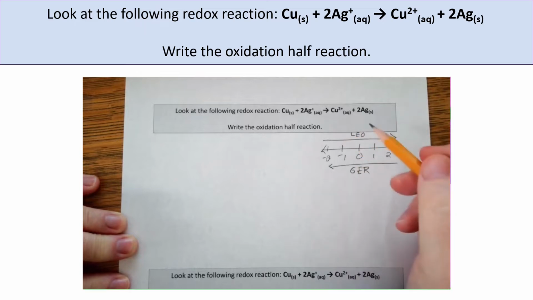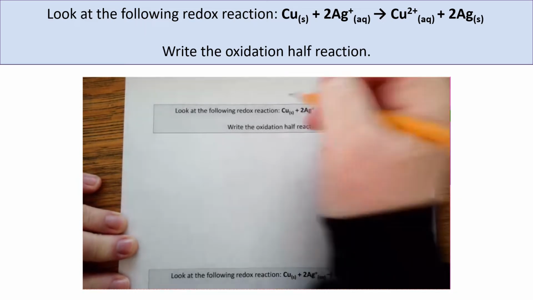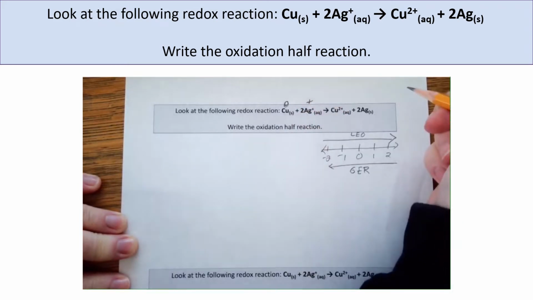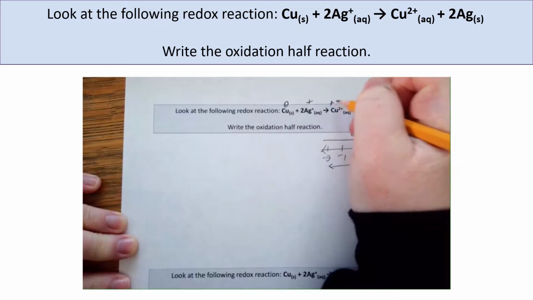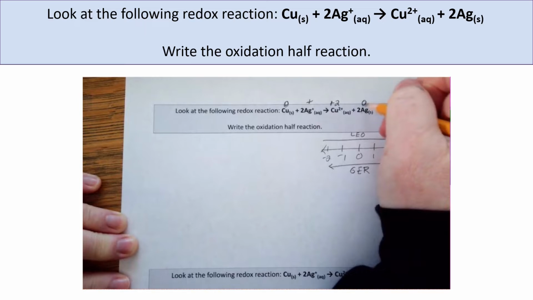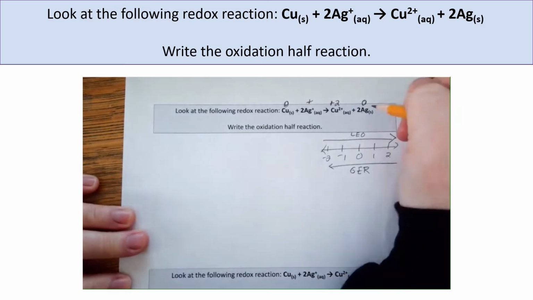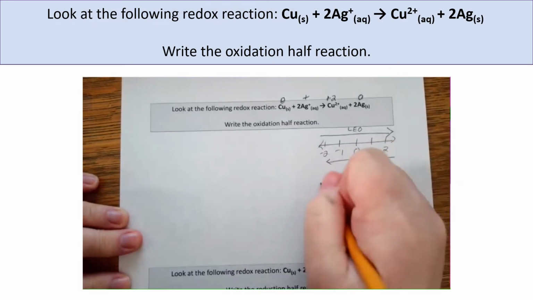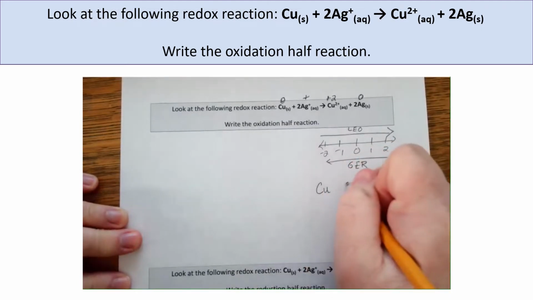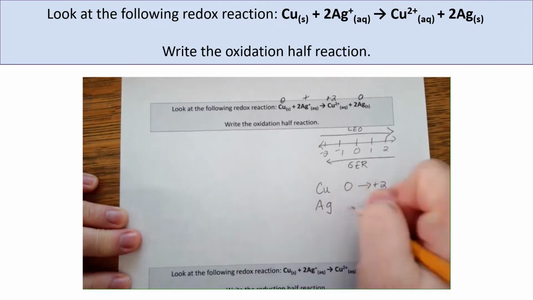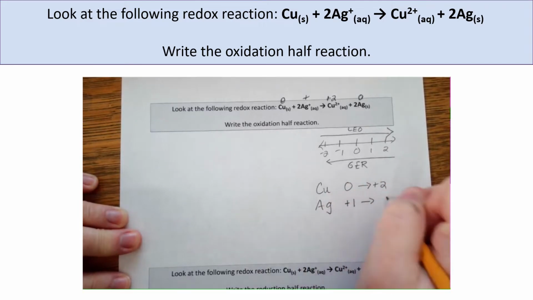Now write the oxidation half reaction. So let's look. Copper starts at 0. This Ag is +1 because it's literally written there. This copper is +2 because it's literally written there. And this Ag, since it's just an element in its elemental form, is 0. So copper went from 0 to +2, and Ag went from +1 to 0.